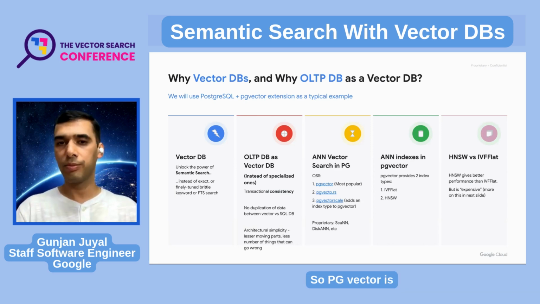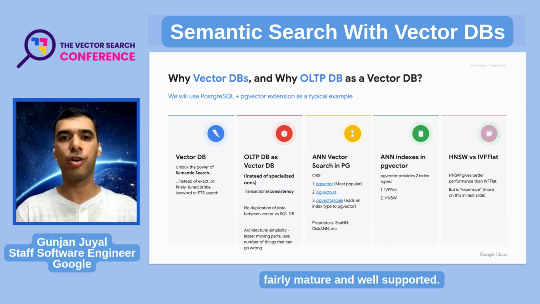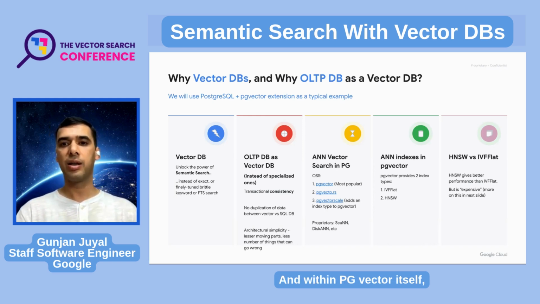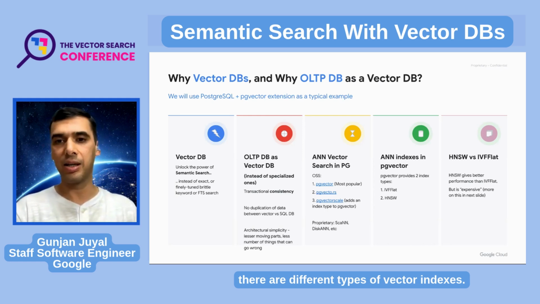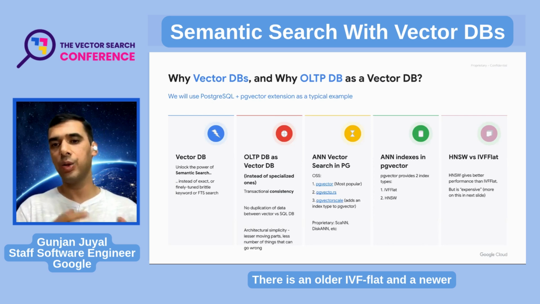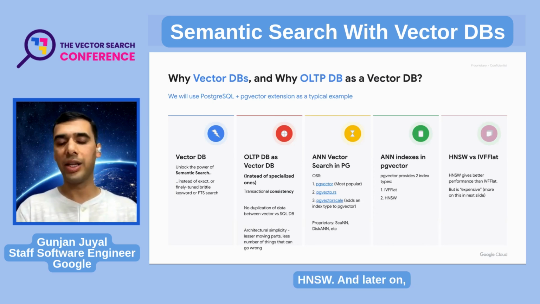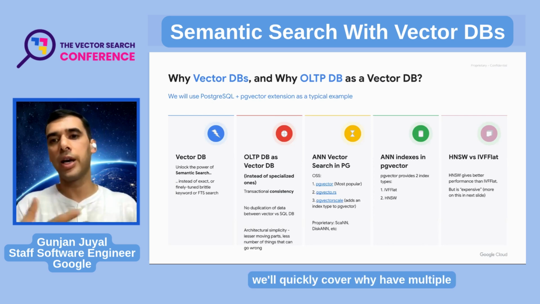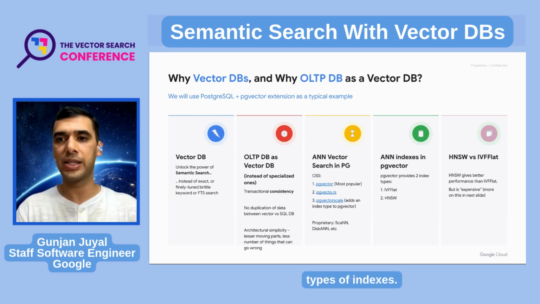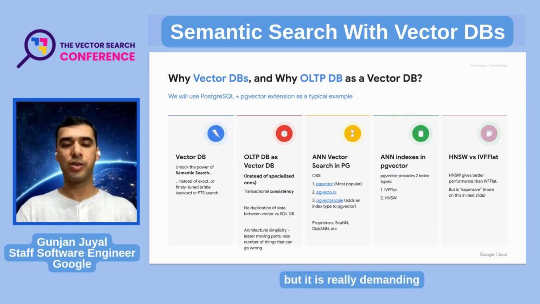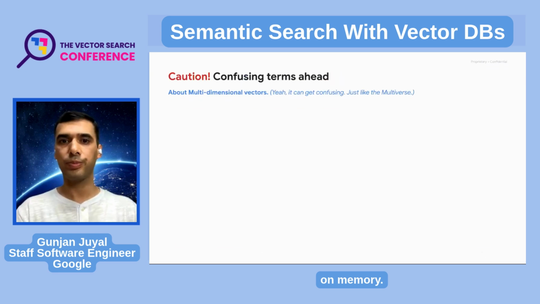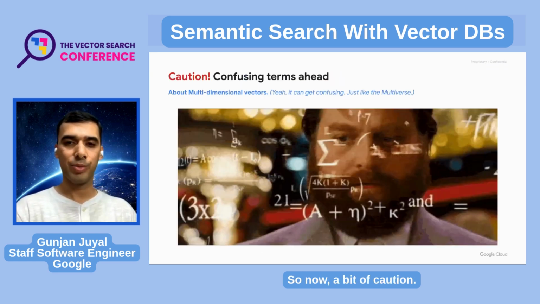So pgvector is fairly mature and well supported, and within pgvector itself there are different types of vector indexes. There is an older IVFFlat and a newer HNSW, and later on we'll quickly cover why have multiple types of indexes. But in short, HNSW is getting more and more popular, but it is really demanding on memory.